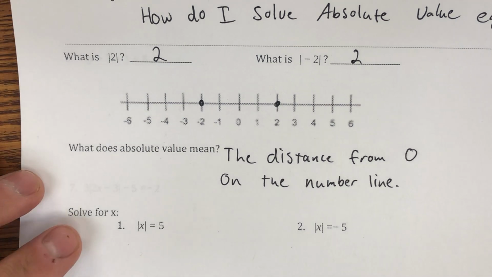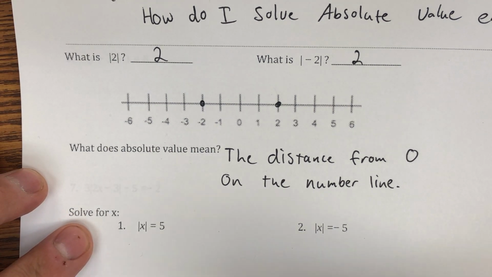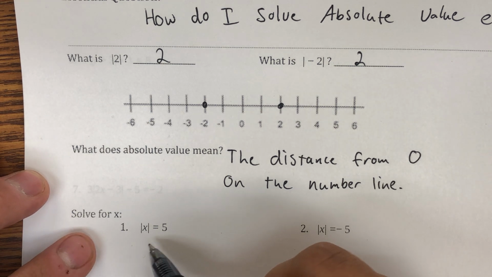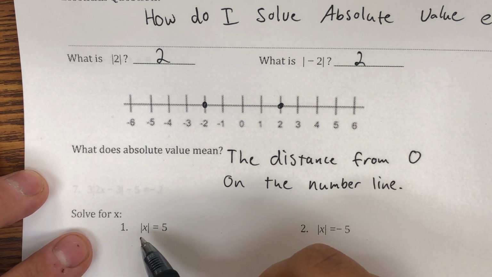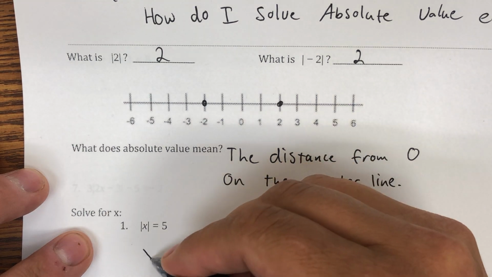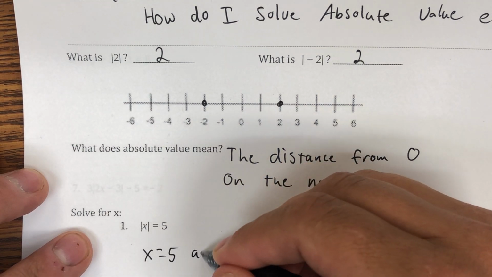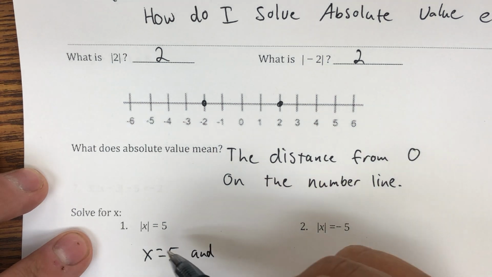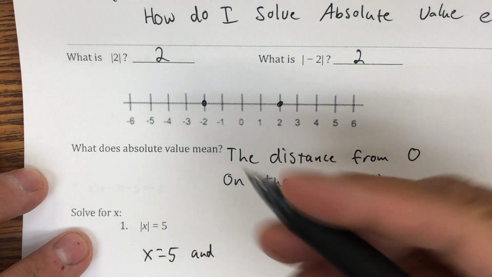So the first one says, solve for x. It says the absolute value of x is equal to 5. So we're going to do this in our heads. We have to say, what values make this true? So if I were to put something in for x, what's one thing that will work? Well, 5. The absolute value of 5 is also 5. So x could equal 5, and x could also equal negative 5, because the absolute value of negative 5 is also 5.